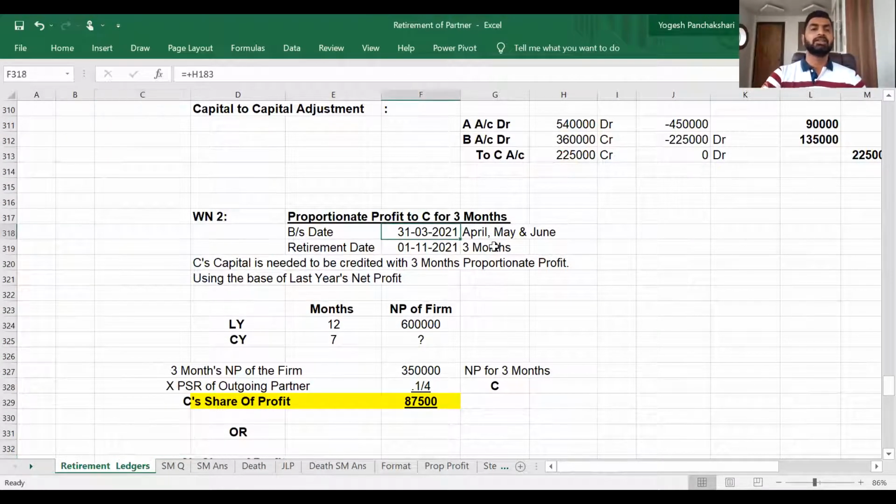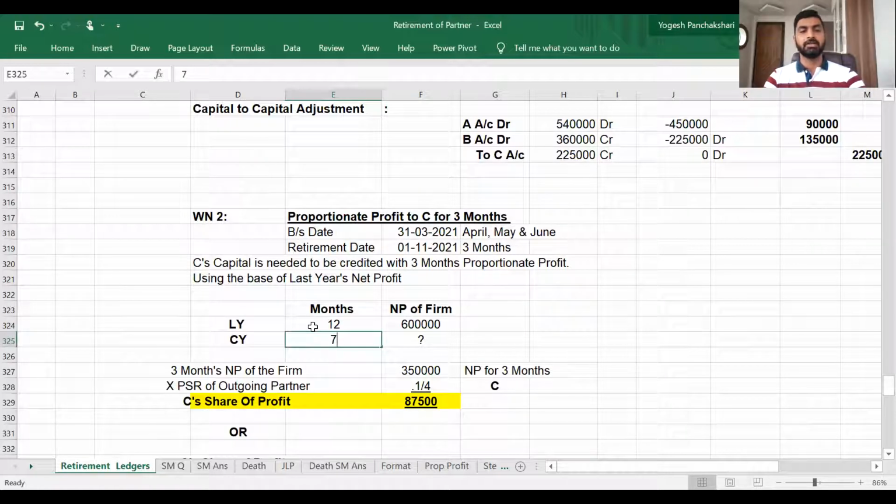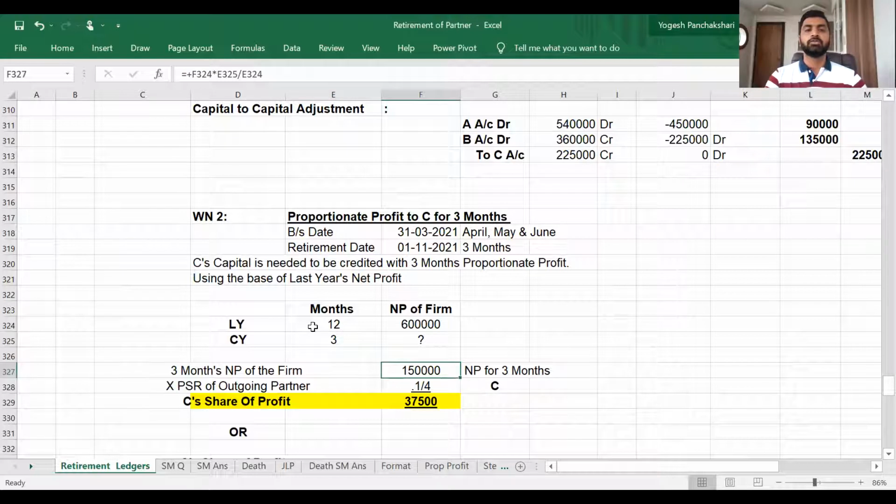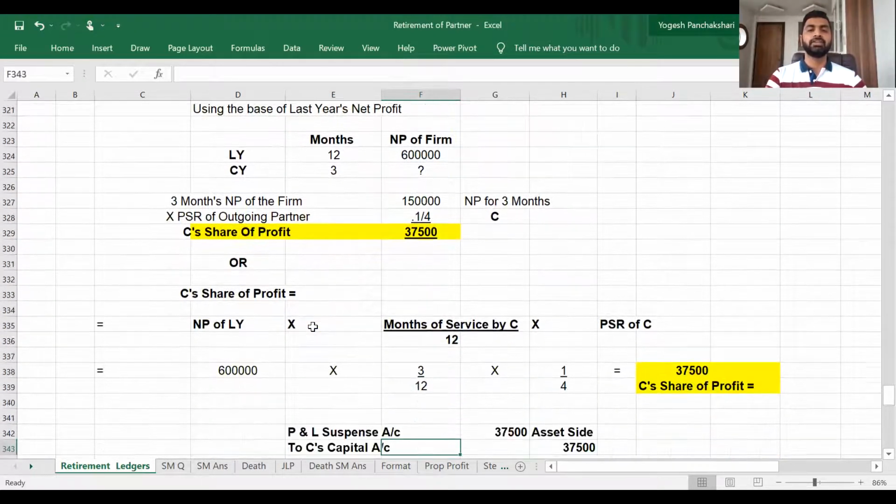See here the balance sheet is on 31st March and retirement date is 1/11/21. That is after 3 months. In that case, you will claim the profit for 3 months. He said for 12 months, last year profit was 6 lakh. For 3 months, it will be 1,50,000. So 1/4 share, I want 37,500. So directly also we can go for this. That 6 lakh rupees last year's profit into months of service in the current year, 3 months by 12, and 1/4 is the profit sharing ratio.